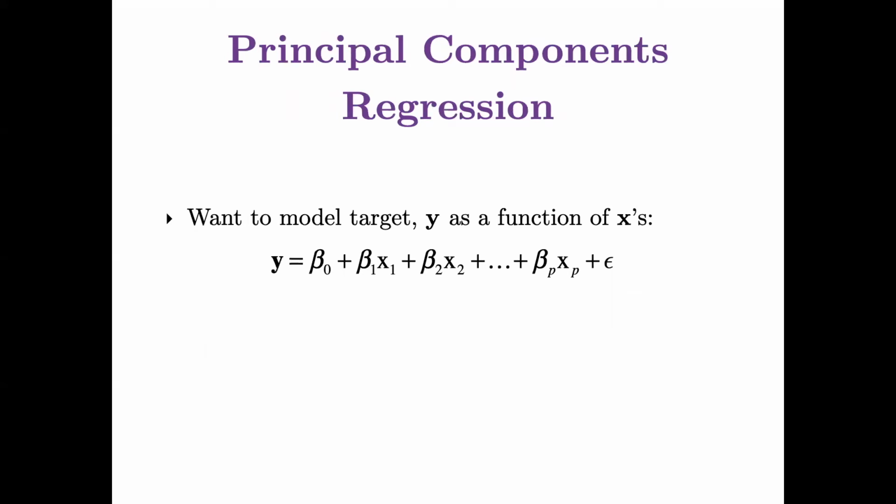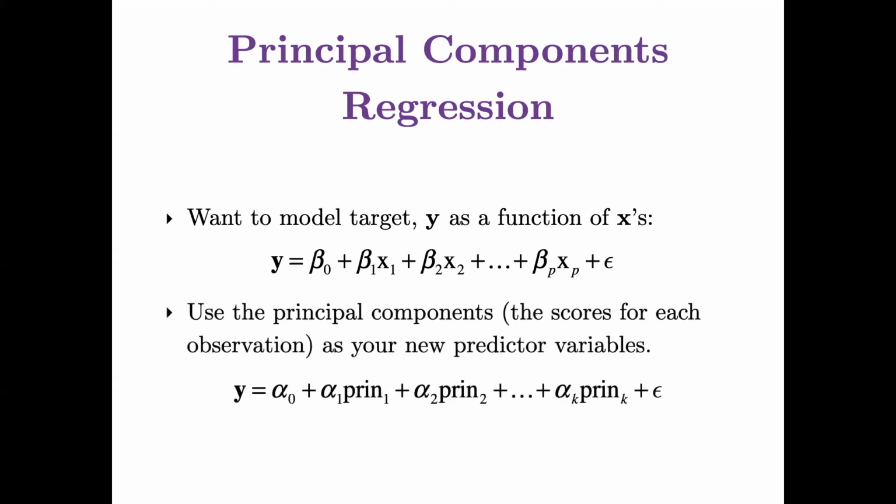When we set out to make a regression model, the goal is to model some target y as a function of your input x variables. Of course, these x's are just the columns of your original spreadsheet. And so what we're going to do is instead use the principal components. And these would be the scores for each observation on each component as our new predictor variables. So up here, I was using the betas to represent the coefficients. Down here, I've changed that to represent the alphas.